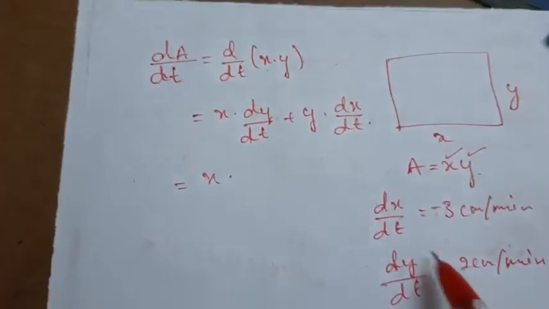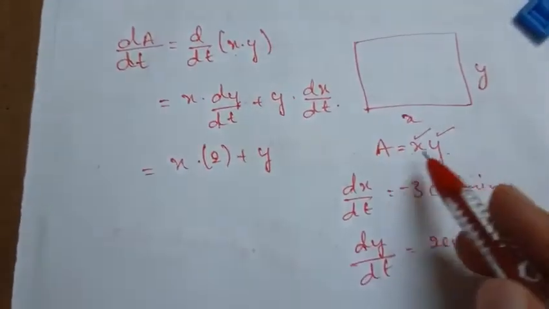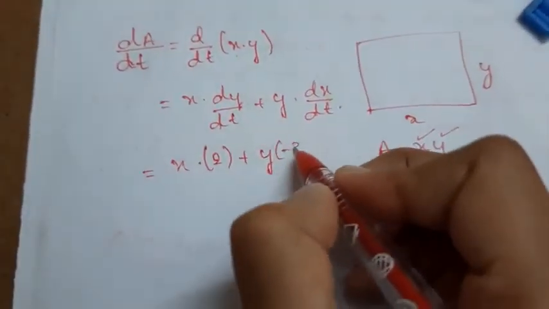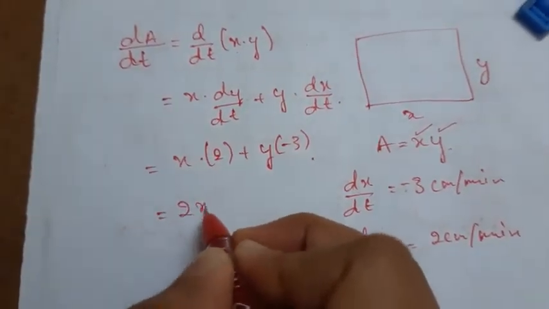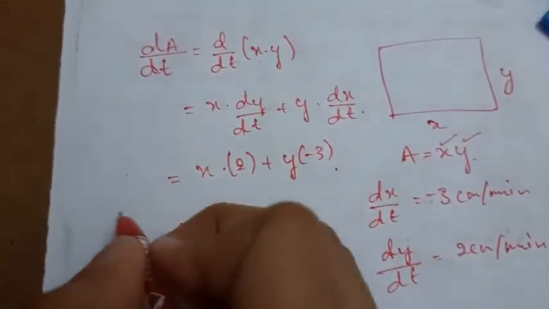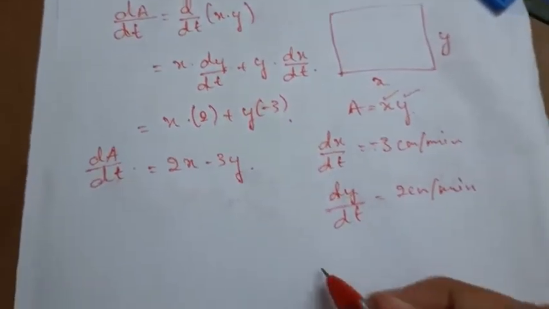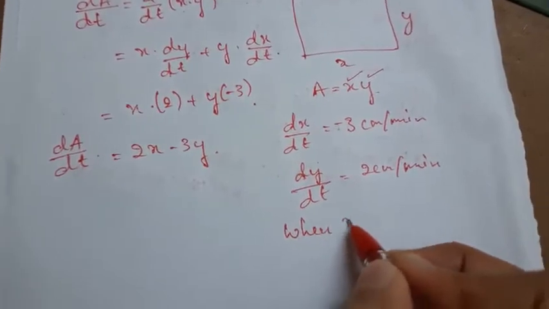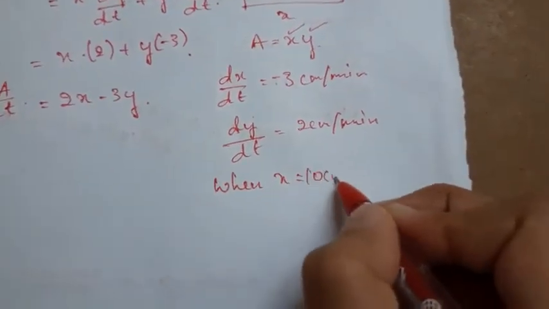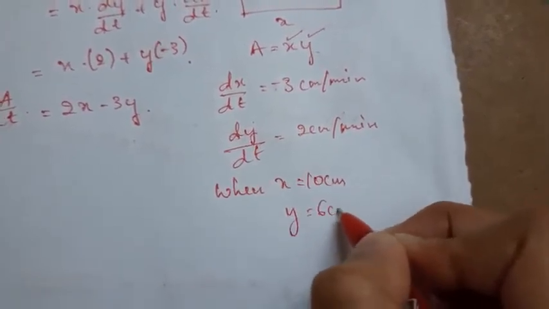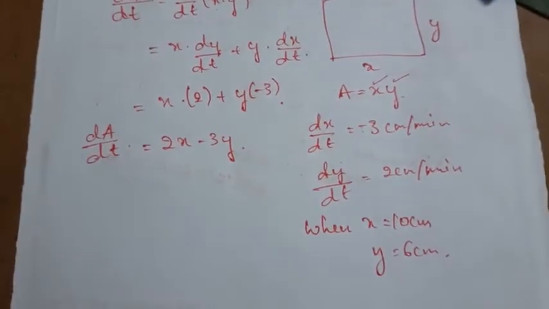So what happens here? x into dx by dt, it is 2, plus y into dy by dt, it is equal to minus 3. So what happens here? 2x minus 3y. So this is the rate of change of area with respect to time. But they said that when x is equal to 10 centimeter and y is equal to 6 centimeter, we need to find the rate of change of perimeter and rate of change of area.